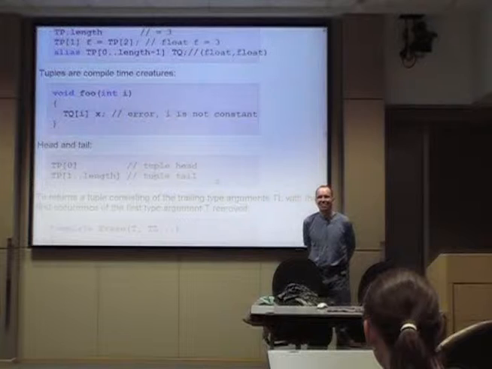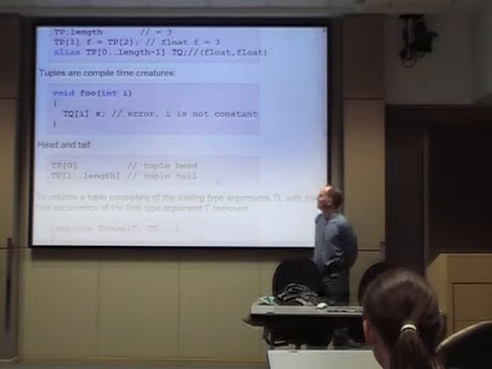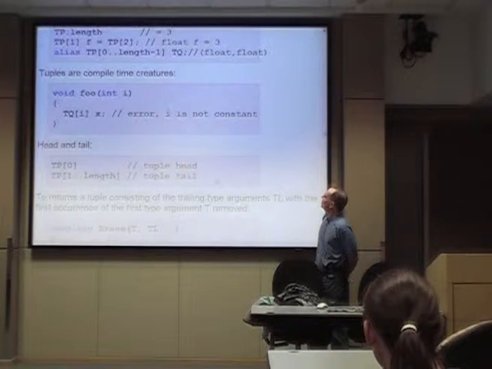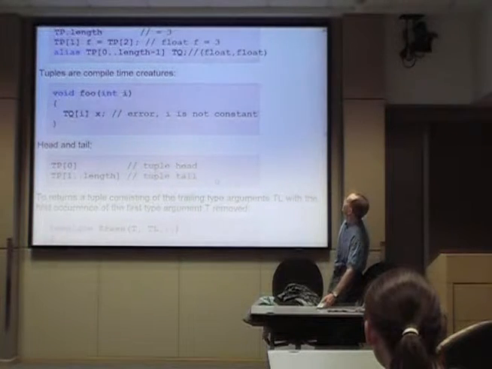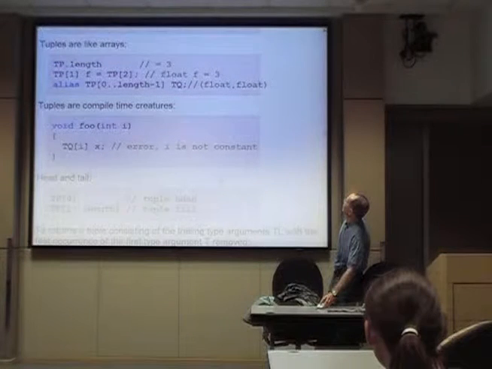I'm a little confused. TP.length at the top line of the screen shows 3. Then the third line, alias TP 0 ... length minus 1 would be 0 to 2, which sounds like 0, 1, 2, 3 elements, but you've shown 2 elements.